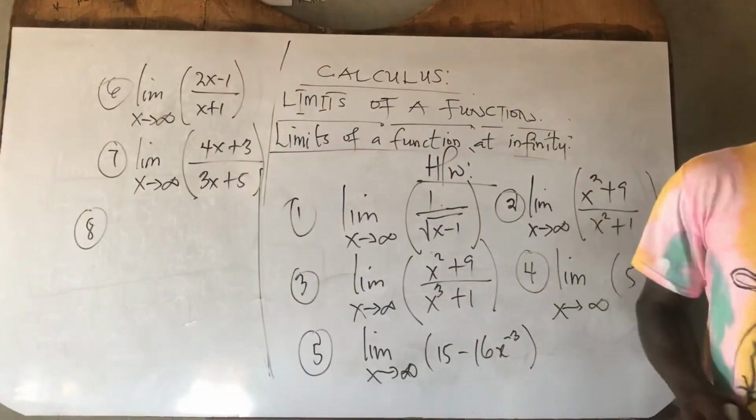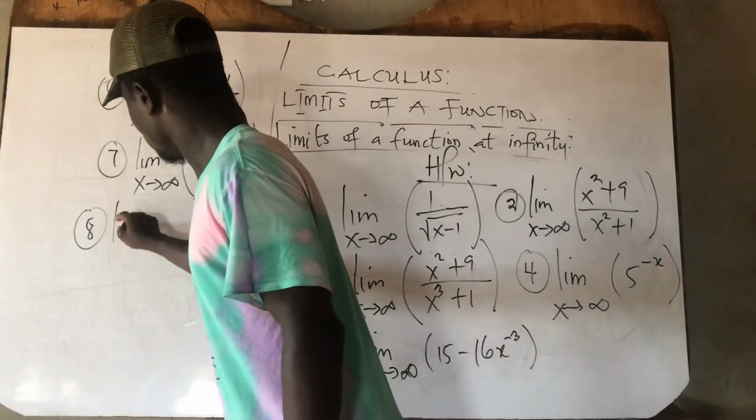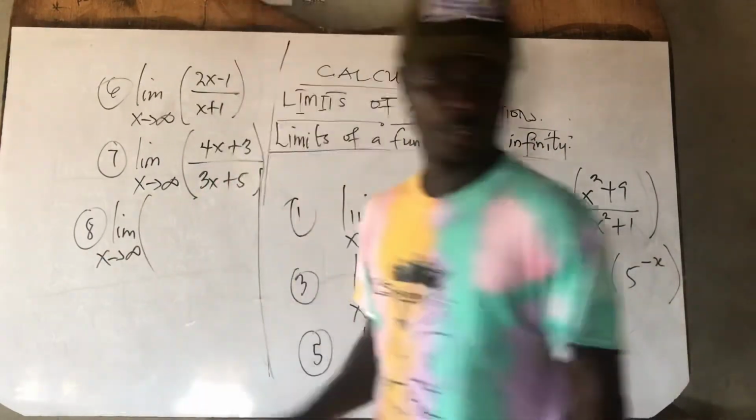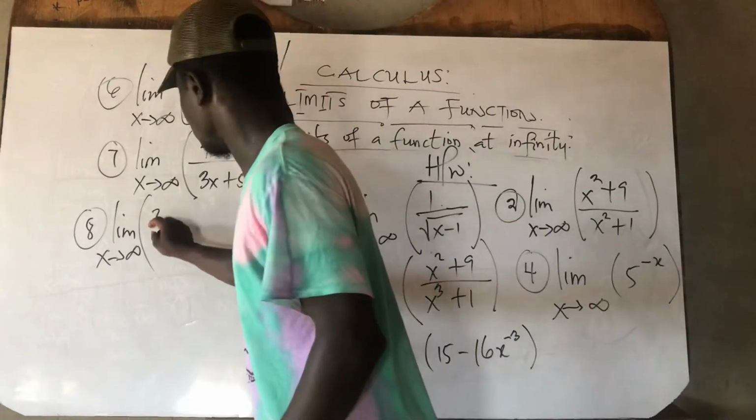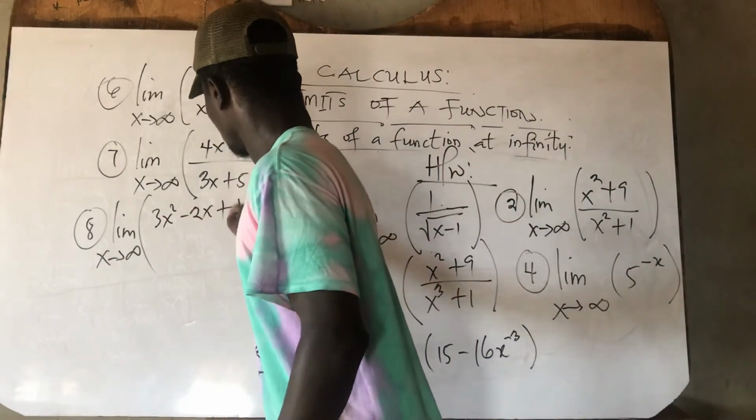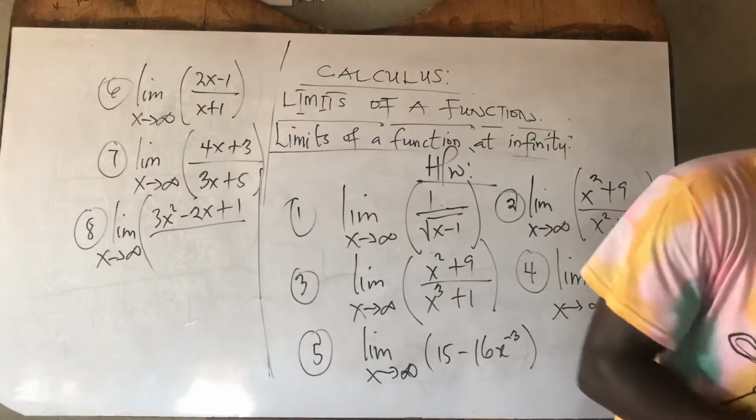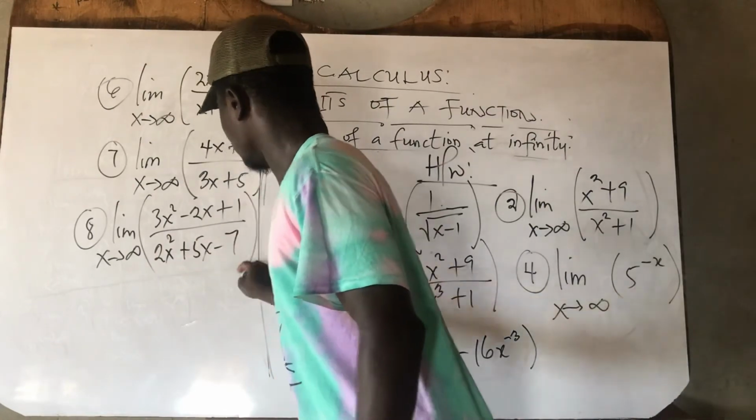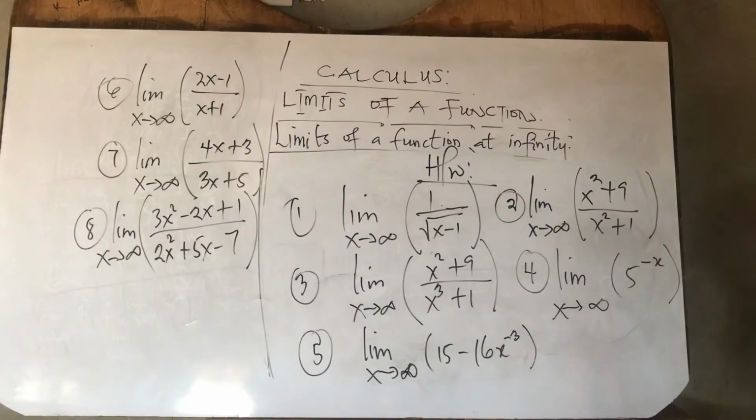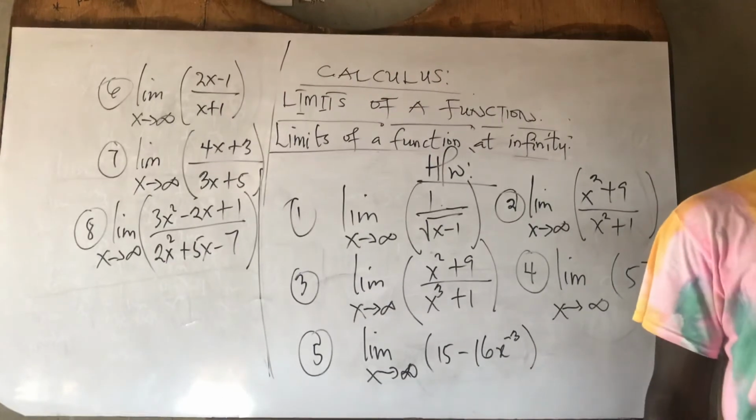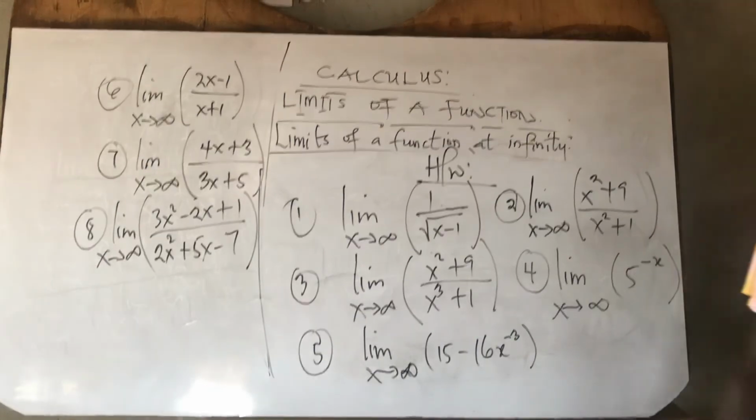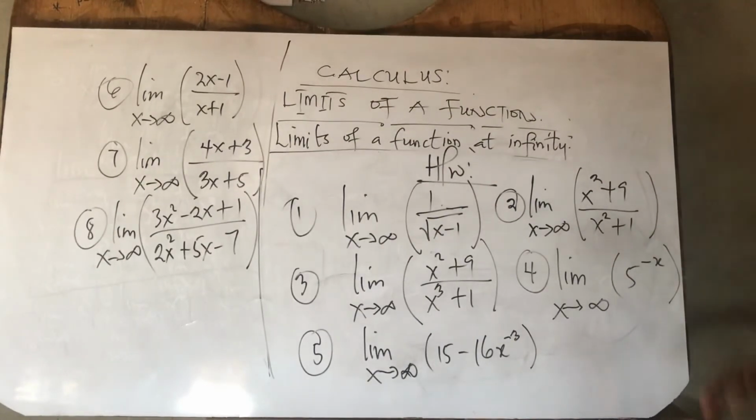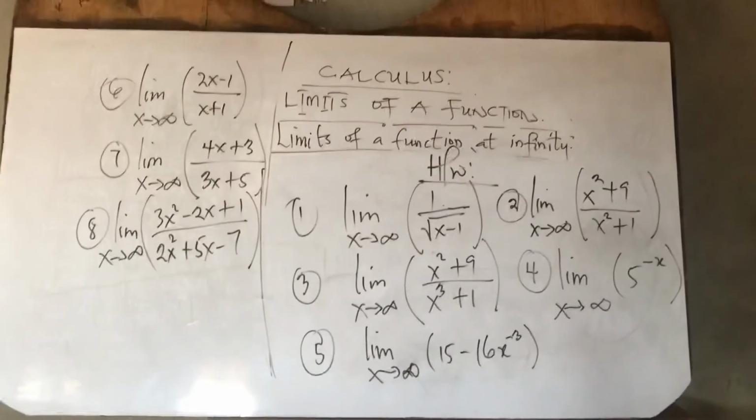Then 8, you find the limit as x approaches infinity of 3x squared minus 2x plus 1 all over 2x squared plus 5x minus 7. So you try that. So this is the work. So you can pause the video, then you copy the work, right?